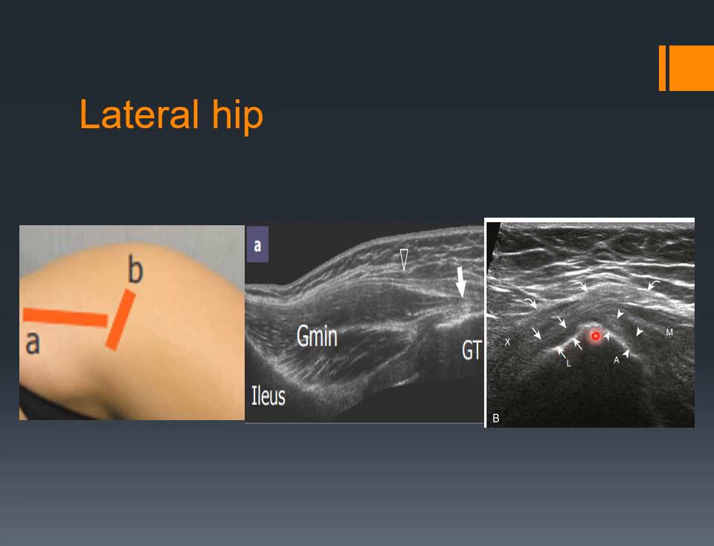On TS view, we see the greater trochanter, which has an anterior facet and the lateral facet. The anterior facet is the site of attachment of the gluteus minimus tendon, while the lateral facet is the site of the insertion of the gluteus medius tendon. Also here we notice the iliotibial band.